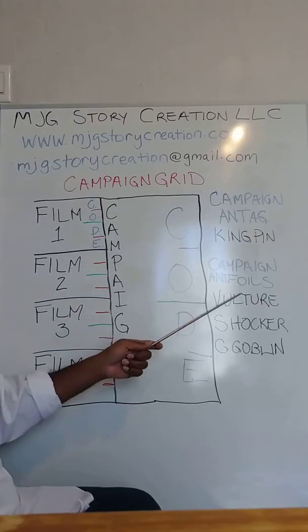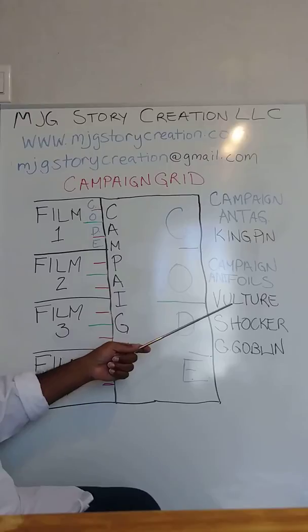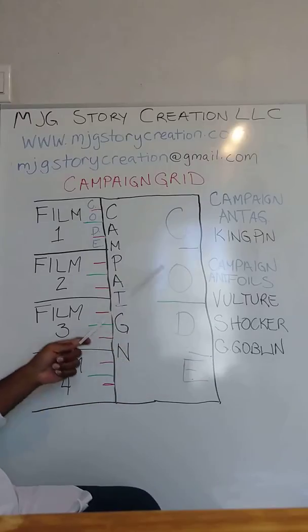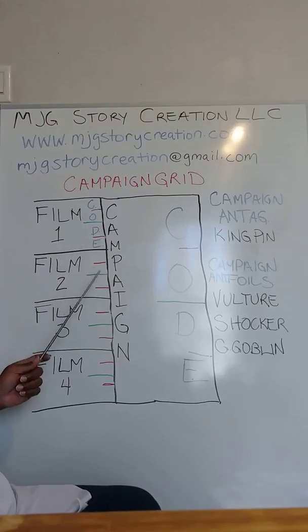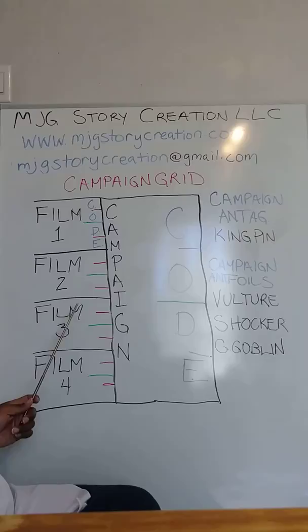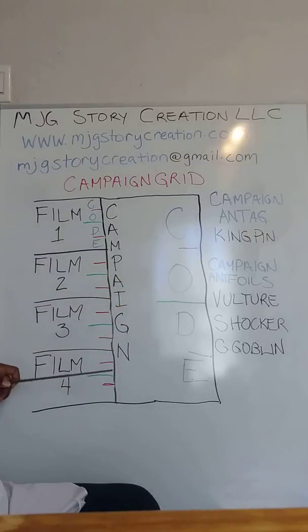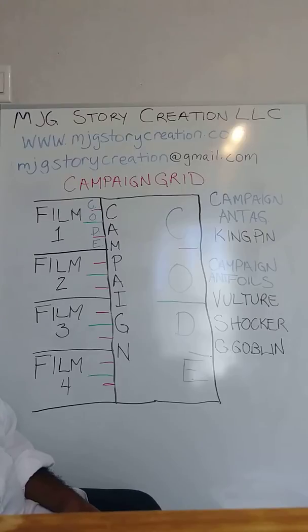So in this particular case, with the campaign, you have campaign antagonists, foils, and the campaign antagonist foils would become the antagonists for each film. So here Vulture, here Shocker, here Green Goblin, and then with the campaign antagonist as the final antagonist in the film.